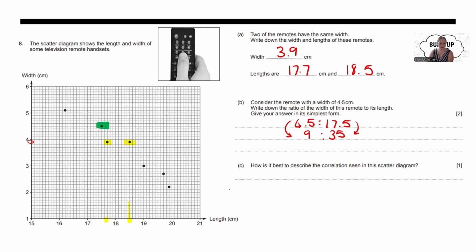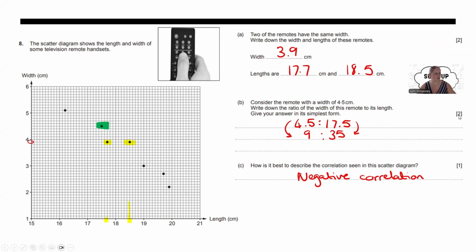How is it best to describe the correlation? Well, I can see it quite simply. It's a negative correlation. Negative means that it's sloping downwards. So negative correlation. And that one's finished. So straight away, if you've done this page, you're on 5 marks.